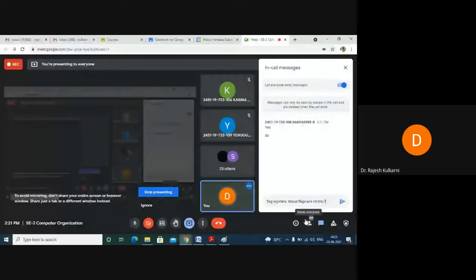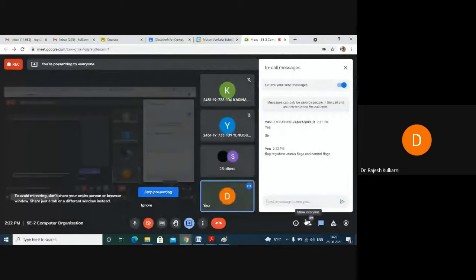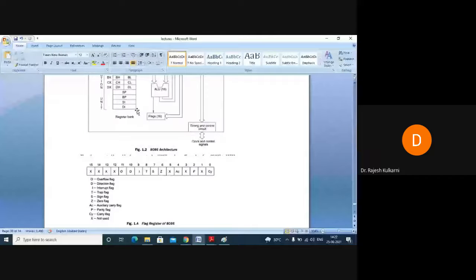So you can also read in the chat window what I mentioned, that there are two categories of flag registers. One category is called the status flag, and the other category is called the control flag. Now, we had also said that basically the flag register will be containing the results after the computation by the ALU. You can see there is a line from ALU to flag register.